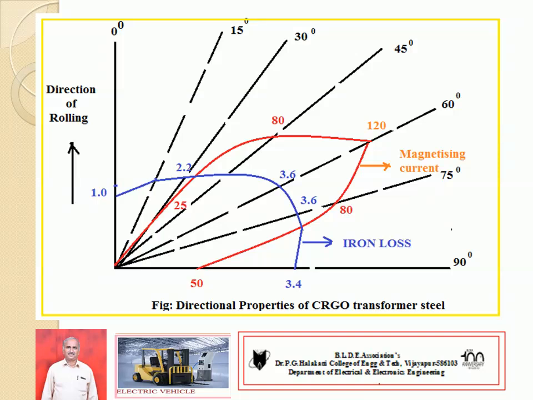So at the 60 degree axis from the rolling direction, we are getting the maximum magnetizing current, that is 120, and iron loss 3.6. Hence, rolling particularly takes place in this direction. Hence, the material should achieve good magnetization properties.